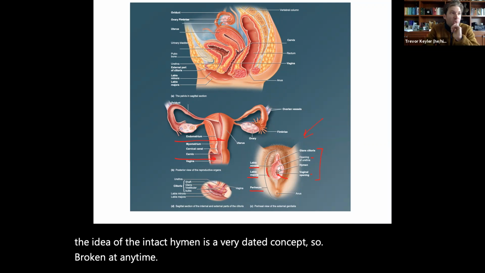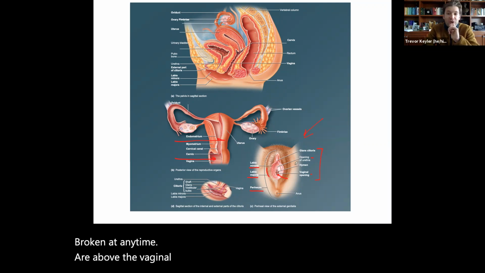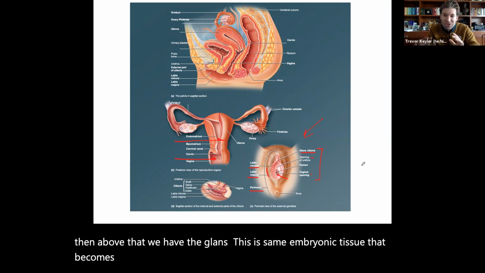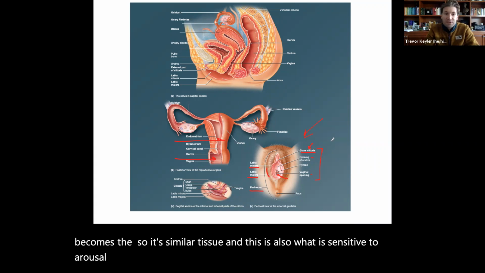Above the vaginal opening, we have the urethra for urine excretion. And then above that, we have the glans clitoris. This is the same embryonic tissue that becomes the penis. So it's similar tissue, and this is also what is sensitive to arousal within females, just like the glans penis.